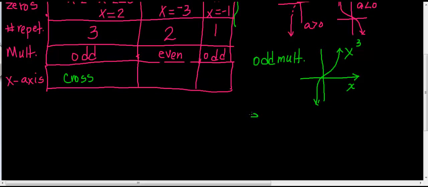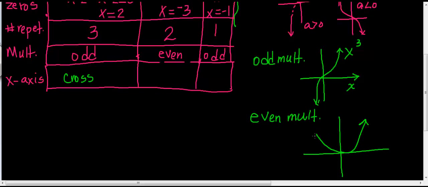Whenever I have even multiplicity, I like to think of the graph that has an even degree, which is x squared. And this graph reminds me that this line does not cross the x-axis at its 0. It touches it and goes back up. So this reminds me, whenever I have even multiplicity, this will not cross. It touches. And again, odd multiplicity will cross the x-axis.